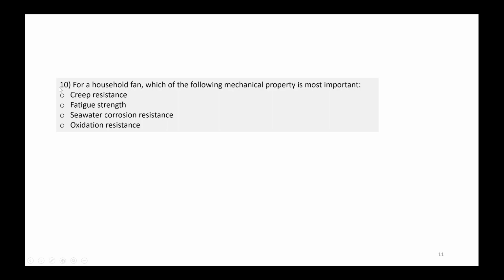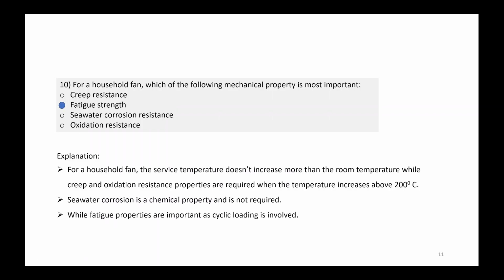Now the 10th question is: for a household fan, which of the following mechanical properties is most important? Examples are creep resistance, fatigue strength, seawater corrosion resistance, and oxidation resistance. The answer will be fatigue strength.